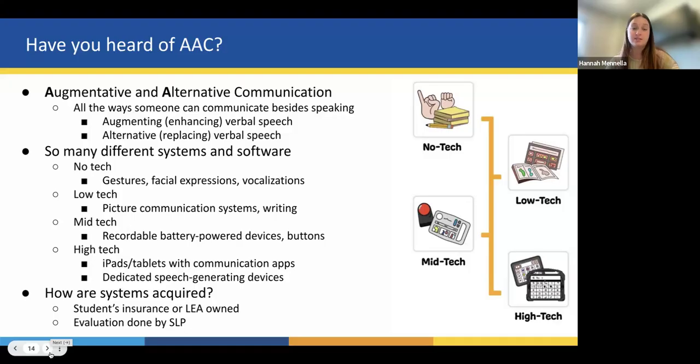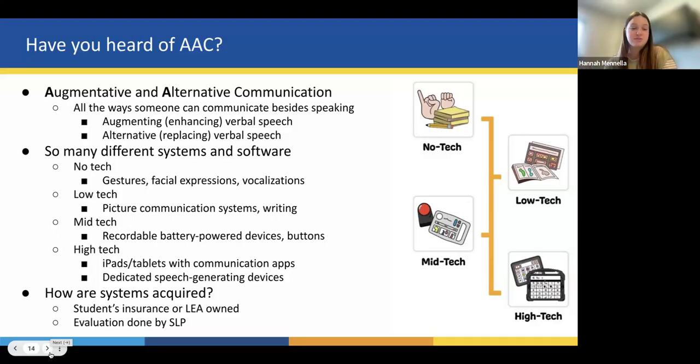There's lots of different systems and software out there that can be totally individualized to the person. We arrange them in categories from no tech to high tech. So our no tech things are things that maybe you and I use all the time. Things like gestures, our facial expressions. Some students will use vocalizations or body movements as methods of communication. But yeah, I talk with my hands all the time. I'm augmenting my verbal speech with this need to gesture all the time.